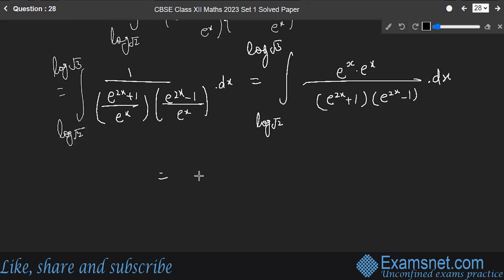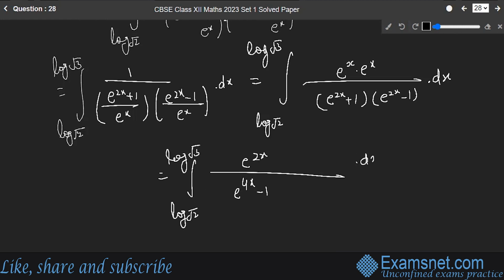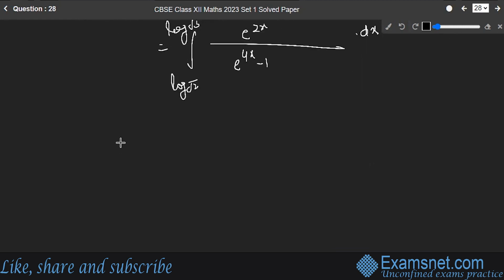That becomes the integral from log root 2 to log root 3 of e raised to power 2x over this, which is a plus b into a minus b, which is a square minus b square. Hope you understood till here. Now I'll put e raised to power 2x equal to some t. Let's find the derivative. So 2 into e raised to power 2x dx is equal to dt.